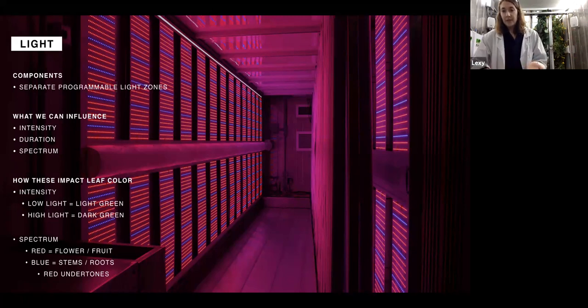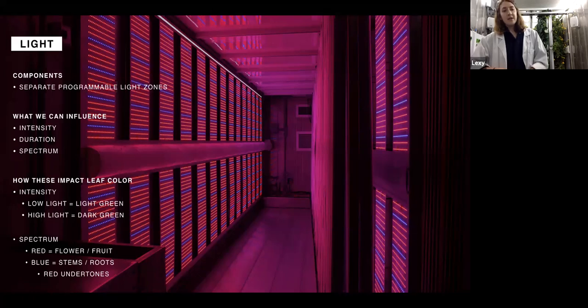And additionally, something really interesting, you can see in this photo right here that there are both red LEDs and blue LEDs in our farm. These actually separately have different impacts on our plant's growth. So red primarily focuses on fruit and flower production in plants, whereas blue really focuses on the stems and the roots of the plants.